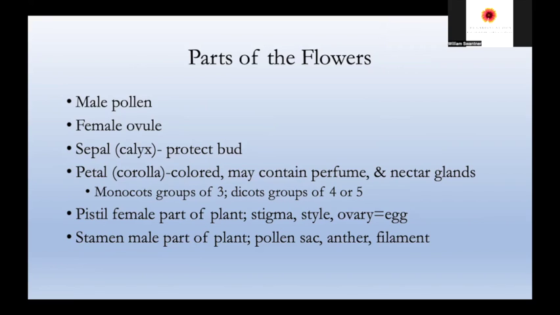Here is where that monocot dicot thing comes in. Monocots will have 3 petals or groups of 3 petals, 3, 6, 9, 12, whatever. Dicots will have groups of 4 or 5 petals. All right. The pistil is the female part of the plant, and it contains the stigma, the style, and the ovary where the egg is. And I have a picture to show this to you. And I'm not going to go into a lot of detail, but it's important that we have some idea how the plants are pollinated. Then there's the male part of the plant, which is the stamen, and it consists of the pollen sac, anther, and filament.